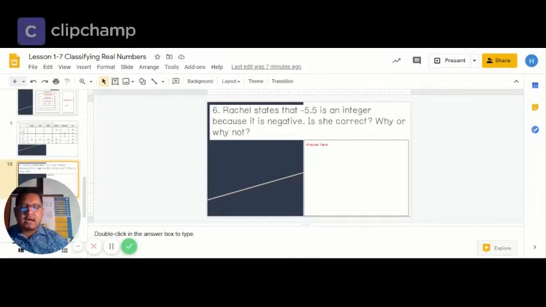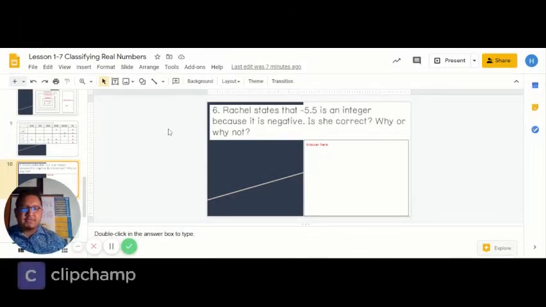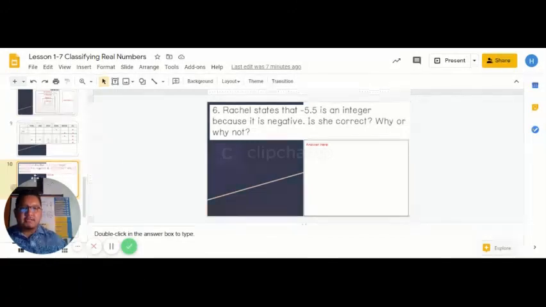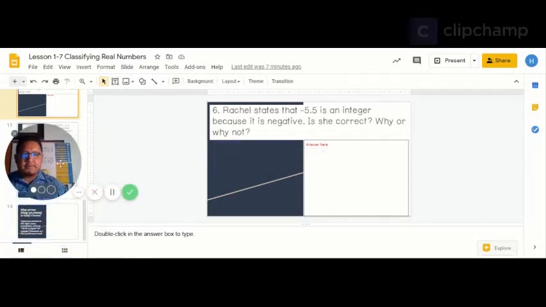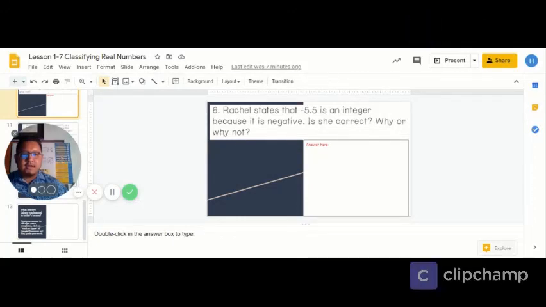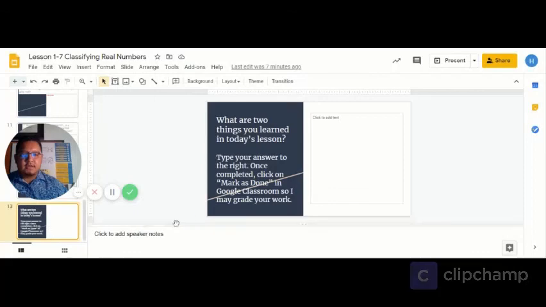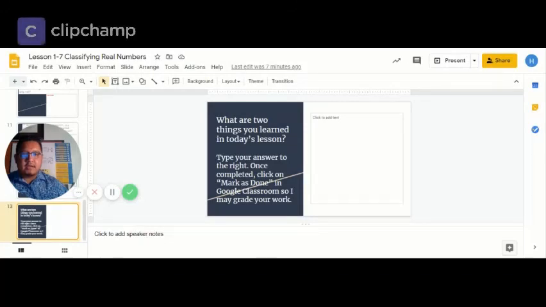Okay, so now it is your turn to answer some questions on slides numbers 10, 11, 12, and 13. This is where your grade is going to be coming from. So make sure that you complete slides number 10, 11, 12, and 13. And when you are finished, make sure you click Mark as Done in Google Classroom so that I may grade your work.